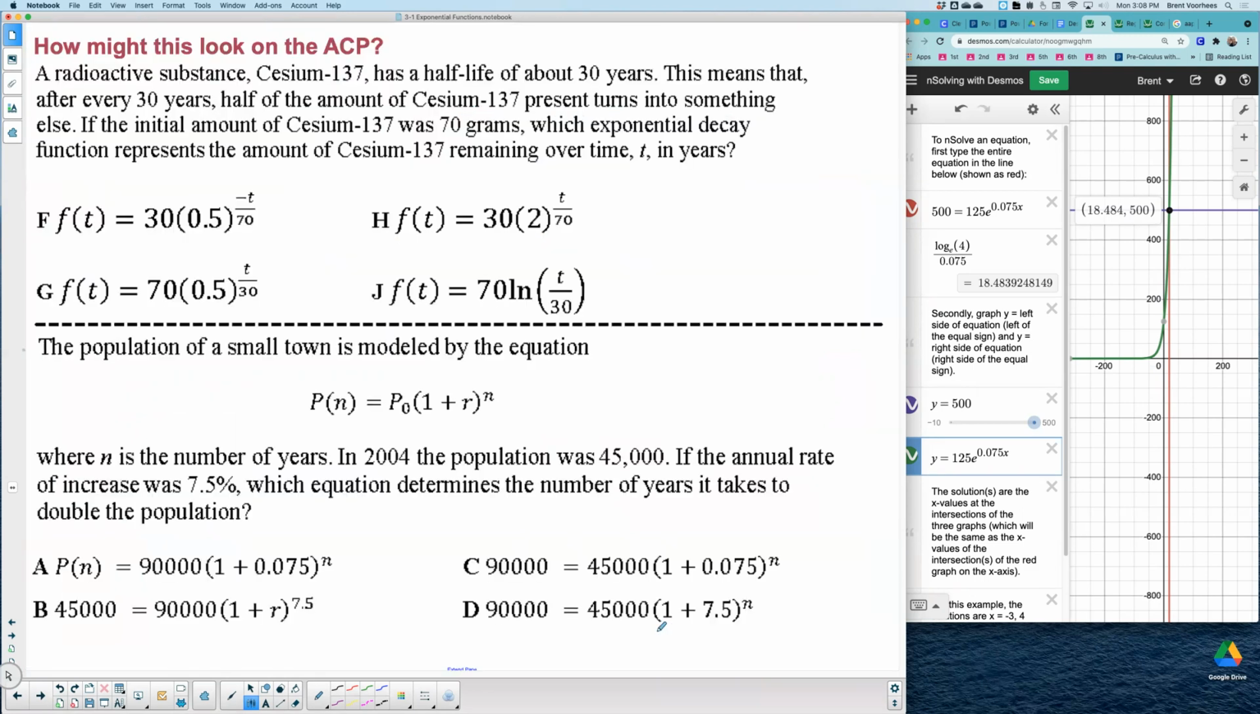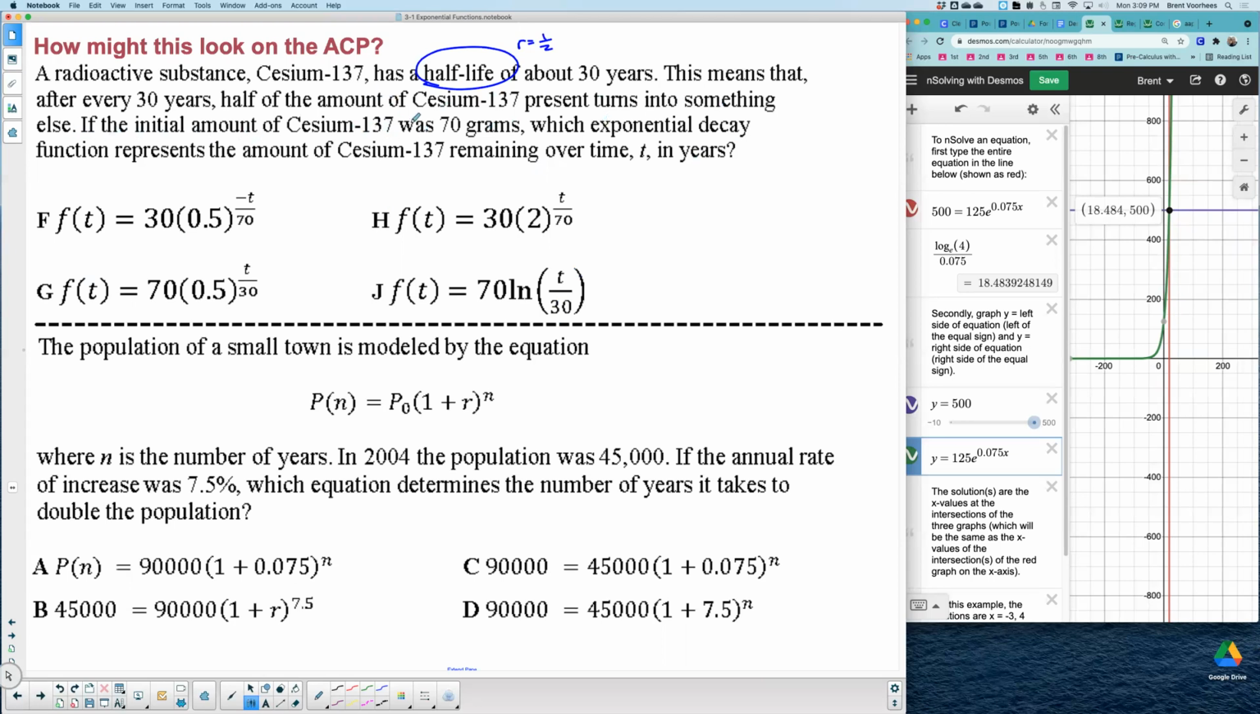All right, finally, let's take a look at our ACP problems here. I have 2 problems for us. It says a radioactive substance, cesium-137, has a half-life of about 30 years. This means that every 30 years, half the amount of cesium-137 present turns into something else. So half-life is really telling you the rate. The rate here is cut in half, every 30 years.